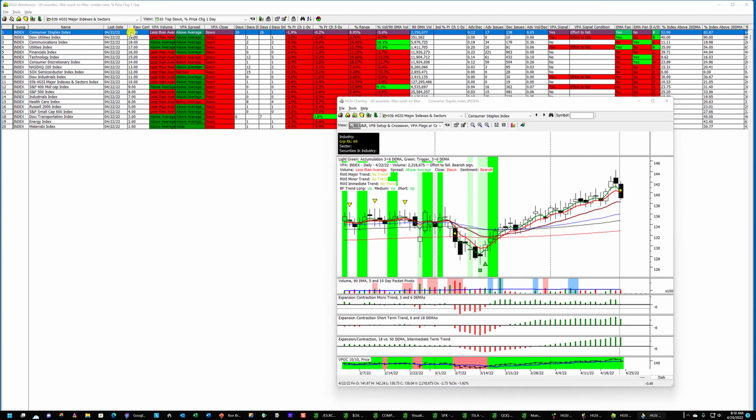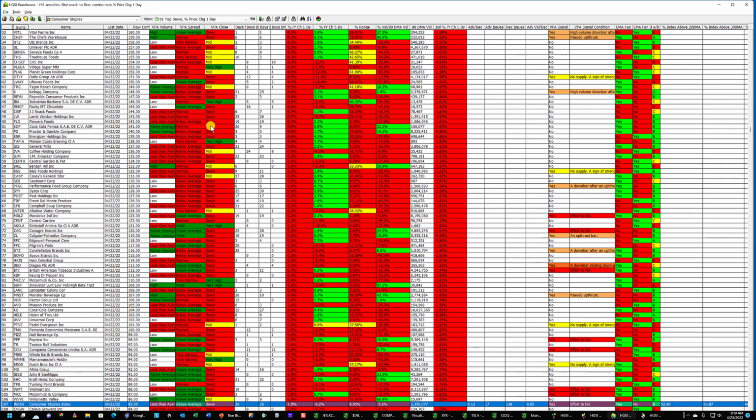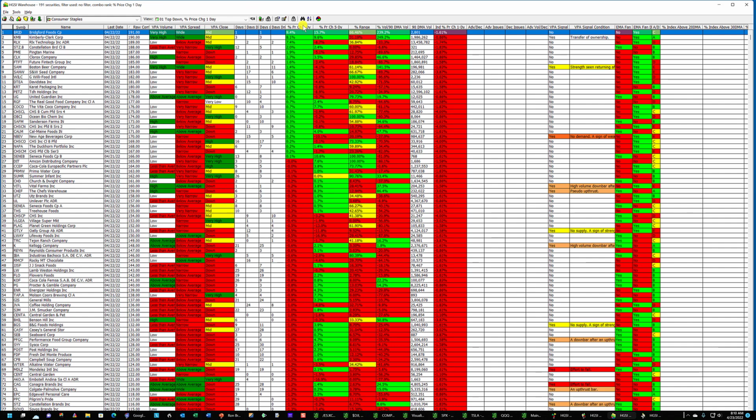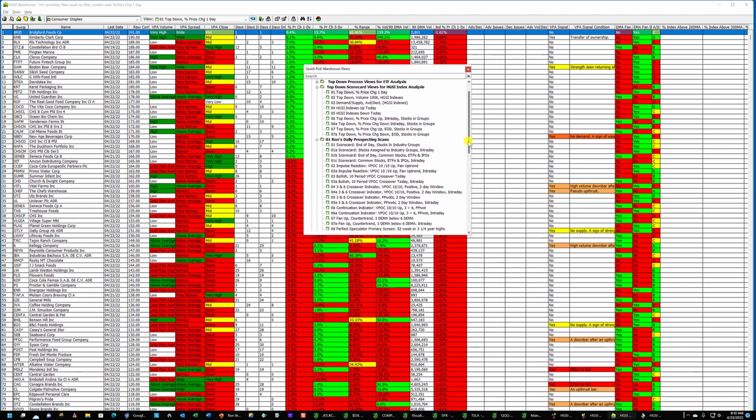But this has been one of the strongest groups. It's a safety group. I should say sector. It's safety. There's stocks in here that pay dividends, and consumer staples are always needed. Let's just change to the index group right now. Consumer staples. You can't tell much from this, but I'm going to go down and look at another one of my views.